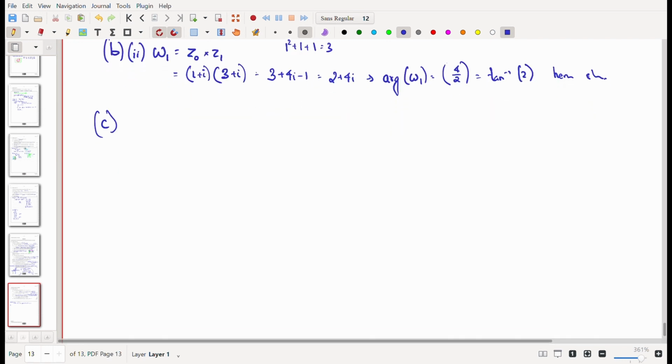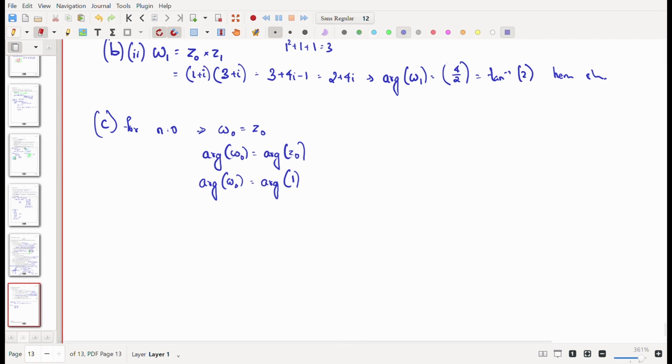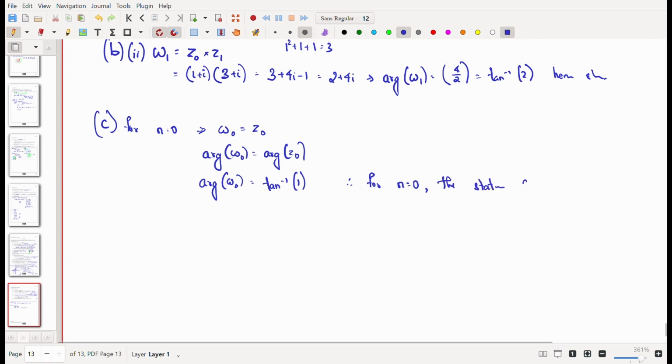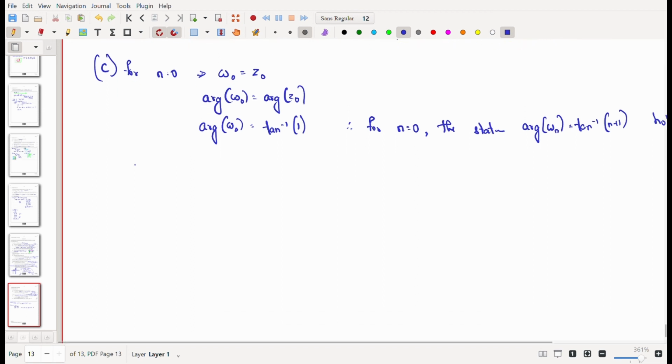So the first step of any mathematical induction is for n equal to 0. Let's prove it. I'm going to start calling it omega because that's more useful to me, but omega 0 is equal to z0. So arg of omega naught is equal to arg of z0. And this means that arg of omega naught is equal to tan inverse of 1. And therefore, for n equal to 0, the statement arg of omega n is equal to tan inverse of n plus 1 holds true.